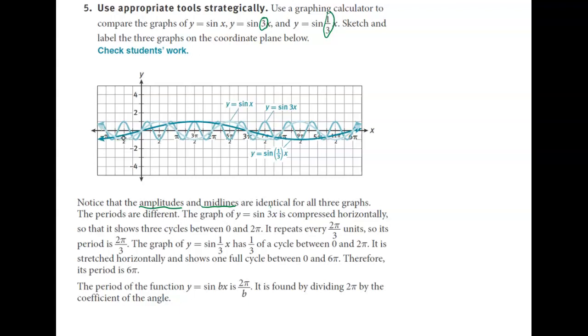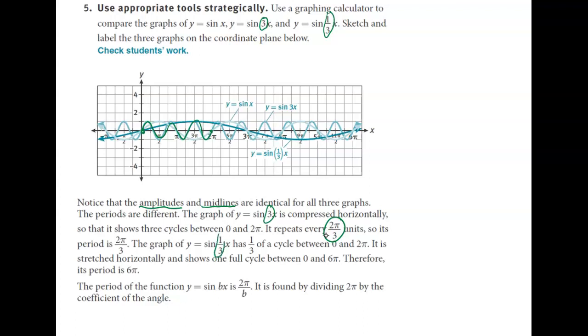So when we change the value of b to 3, it's going to compress the graph horizontally. So we've got that little graph here making 1, 2, 3 complete cycles right between 0 and 2 pi. So it's going to repeat every 2 pi over 3. So again here we've got 1, 2, 3 complete cycles. That 3 is making it have 3 cycles when it normally would do 1. So that period is repeating every 2 pi over 3.